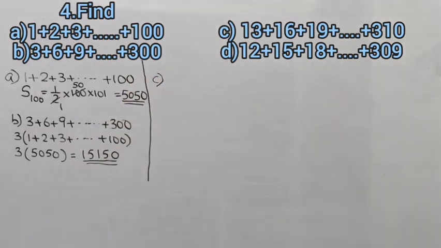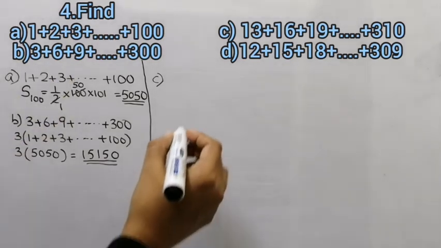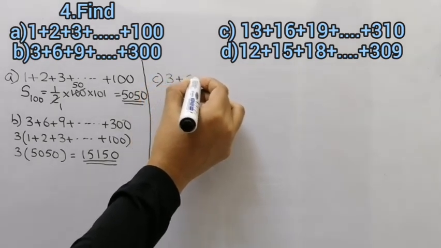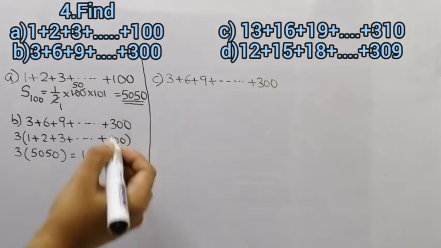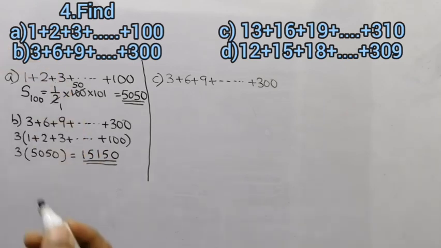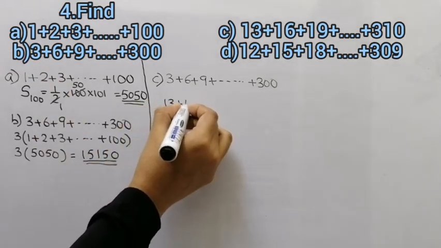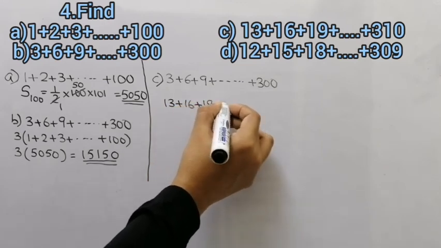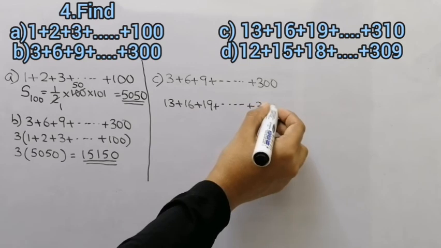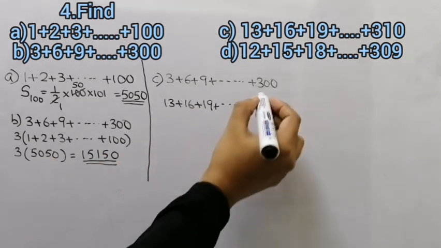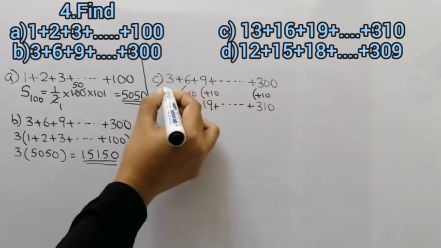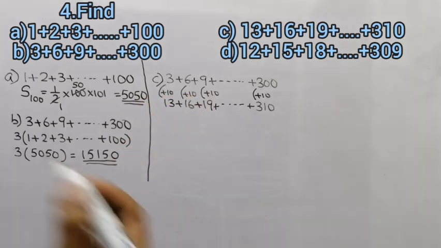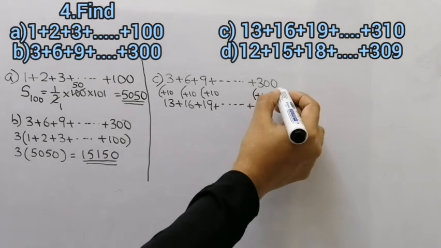13, 16, 19 up to 310. For that I am first writing the B sequence: 3, 6, 9 up to 300. Now we can write the original C bit sequence, that is 13, 16. Just by looking at the sequence itself, you would have understood how it is happening. See the last term, 300 plus 10, 9 plus 10, 6 plus 10, 3 plus 10. How many times are you doing this? It is done 100 times.